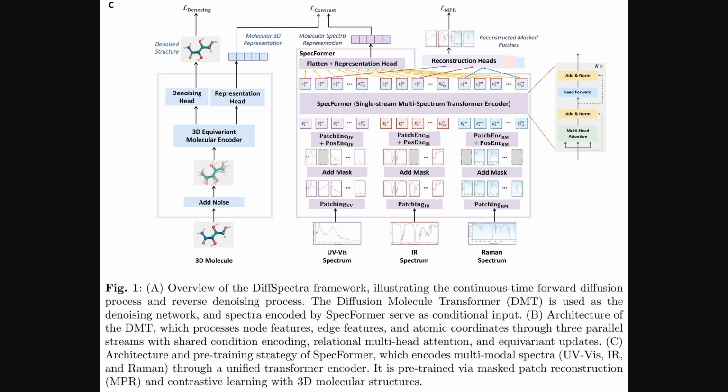Now, for that whole process to work, the model needs to understand the light signature it's given. And that's where this other key component comes in, the SpecFormer. It takes multiple types of spectral data, like IR, Raman, and UV-Vis spectra, and fuses them into one powerful signal. The really clever part is how it's trained beforehand. It uses mask patch reconstruction, essentially a fill-in-the-blanks game, to learn the patterns in the spectra, and contrastive learning, which teaches it to match the right signature to the right molecule.